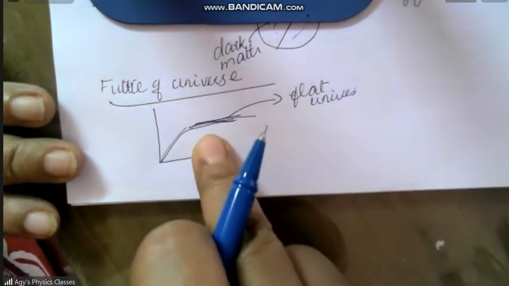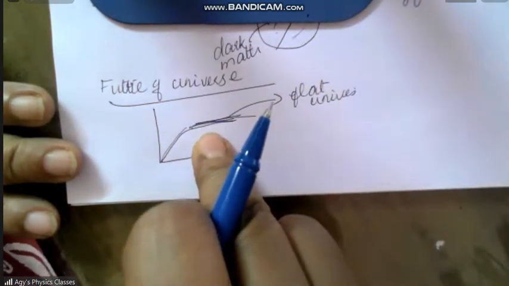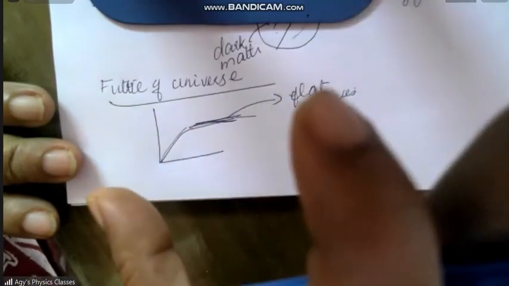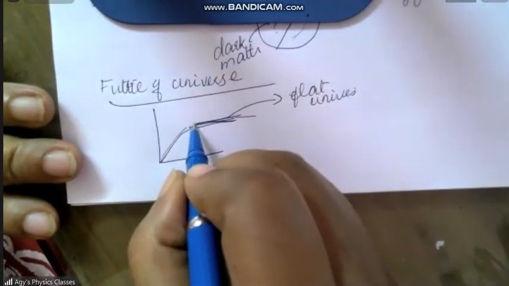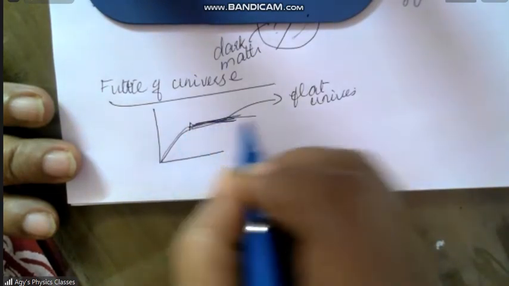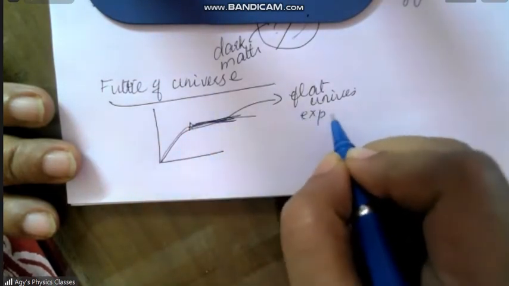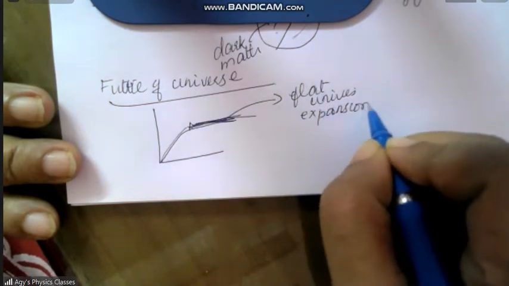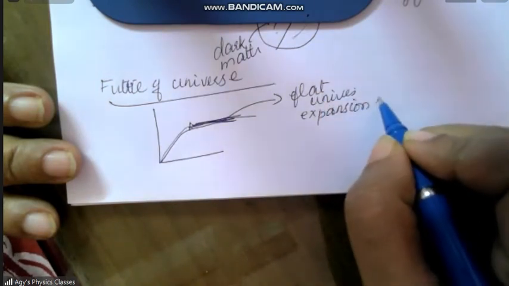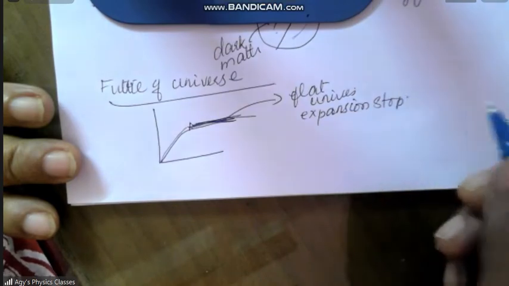That means it suggests that every galaxy will expand on its own, but at some time the expansion will stop. So such a state is called a flat universe. Expansion stops.